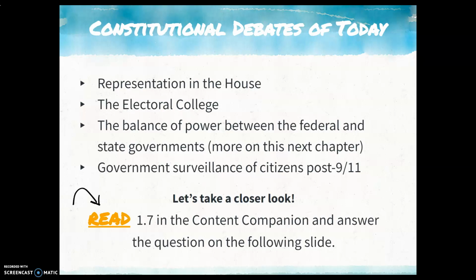Now, the constitutional debates that were settled in the Constitutional Convention back in 1787 were only some of the debates and compromises that needed to be settled. And in fact, there are still constitutional debates that exist today. Questions of representation in the House, how representative the House actually is. The Electoral College, should it be abolished or not? What's the appropriate balance of power between the federal and state governments? Should the government be able to surveil citizens post 9/11?